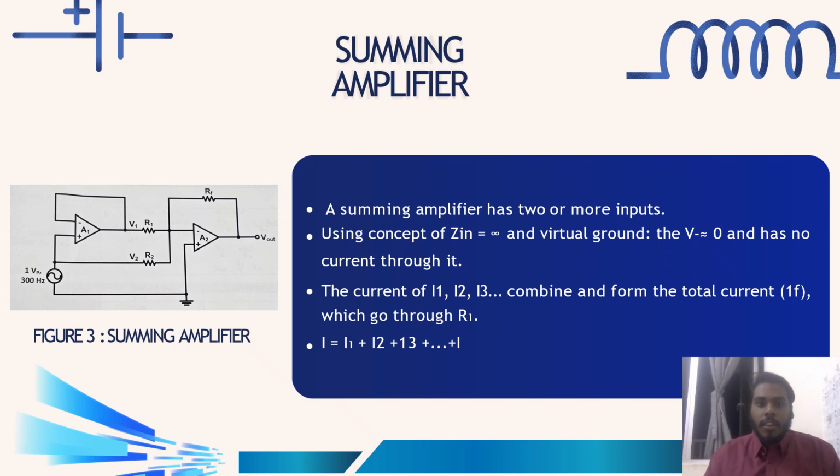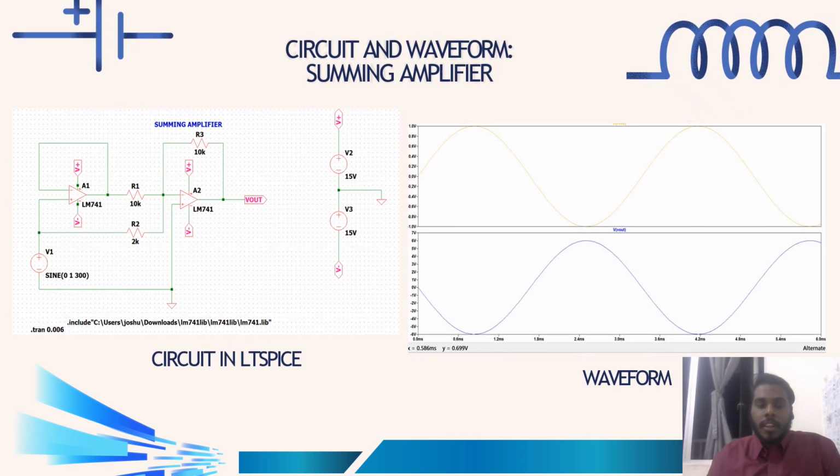Last but not least is the summing amplifier. The summing amplifier has two or more inputs. Using the concept of Zin of infinity and virtual ground, the V is equal to 0 and has no current through it. The currents I1, I2, I3 combine and form the total current IF which goes through R1. This is the example of the circuit which we have created in LTspice, and the waveform should look like this. Now let us go to the demonstration of the summing amplifier.